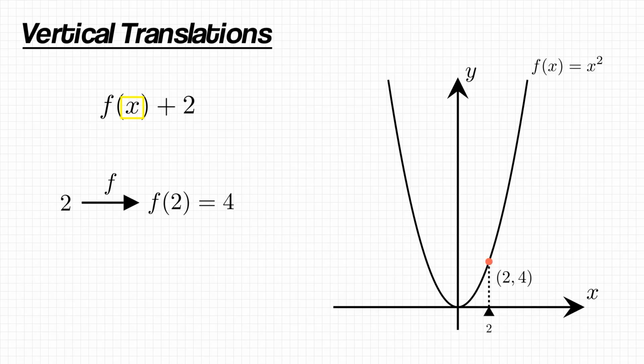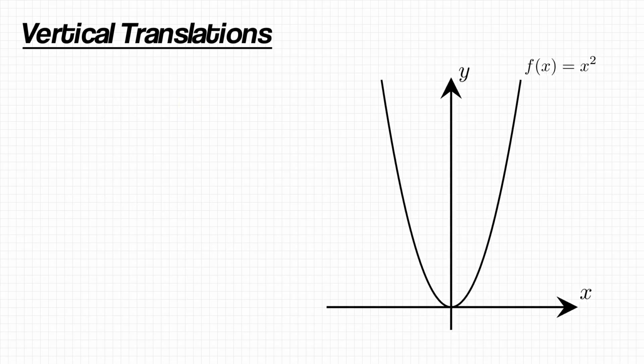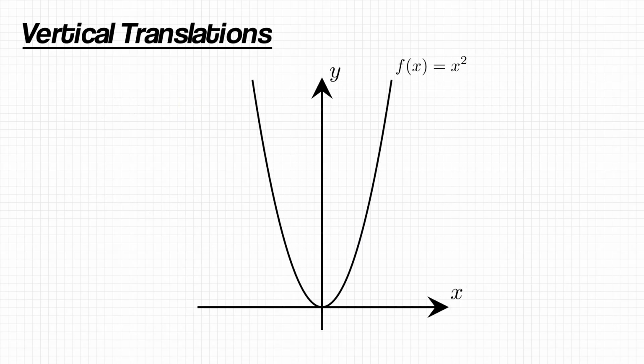But now to get the point on the graph of f(x) + 2, we need to add 2 to the output to give us 6. Now we can see, to generate the graph of f(x) + 2, we take any (x, y) point on the graph of f(x) and add 2 to the y coordinate.